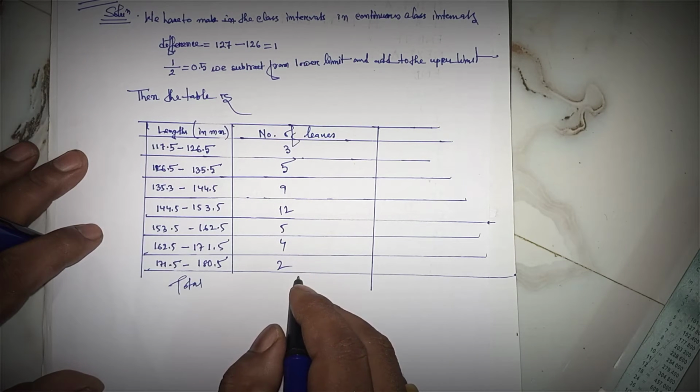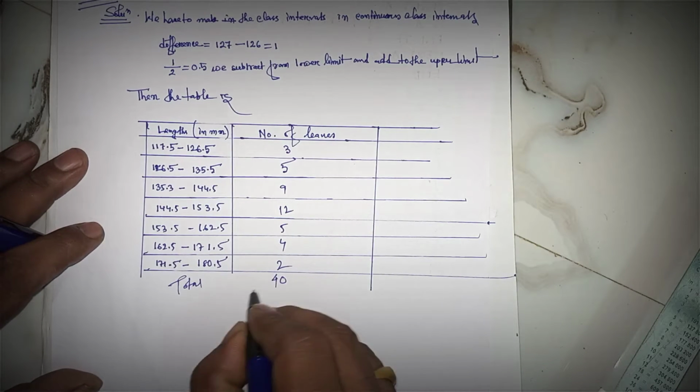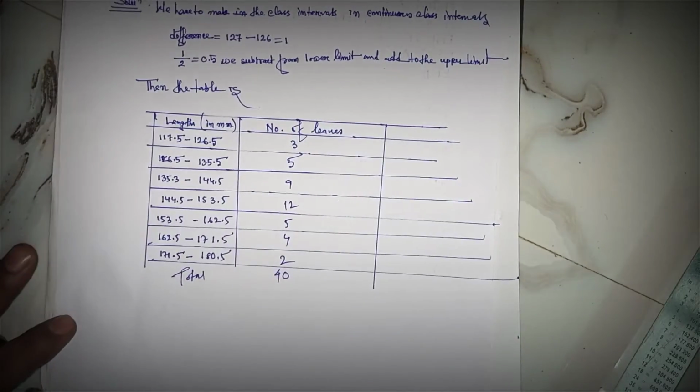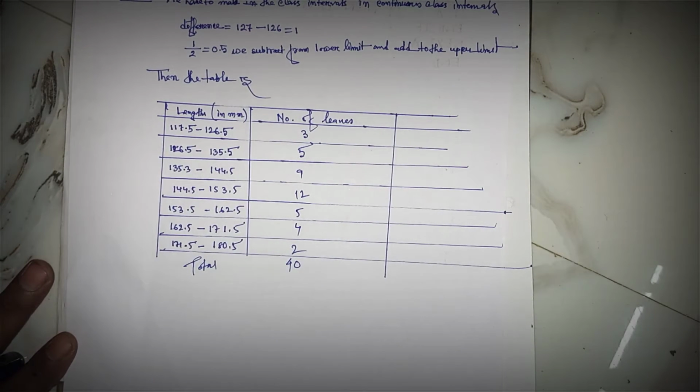Total. The question is about the leaf of 40 plants. So if we add this, then the result becomes 40. Okay, now we will draw the histogram based on this value. So very easy.